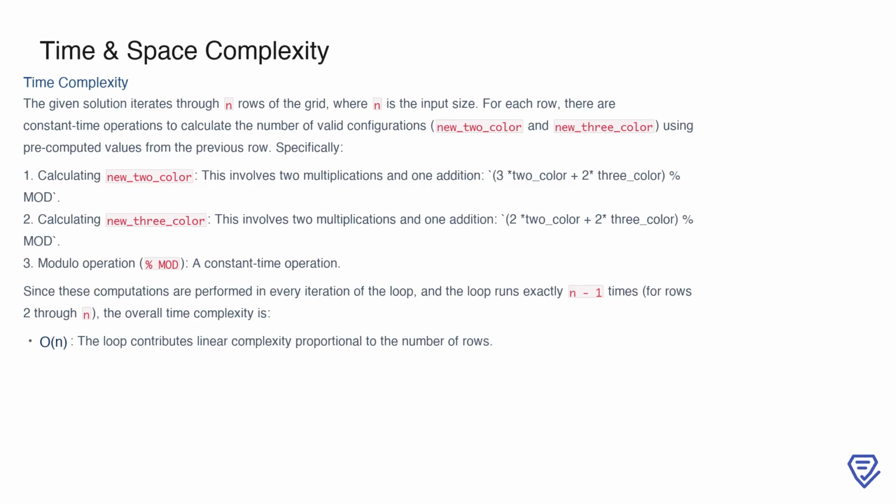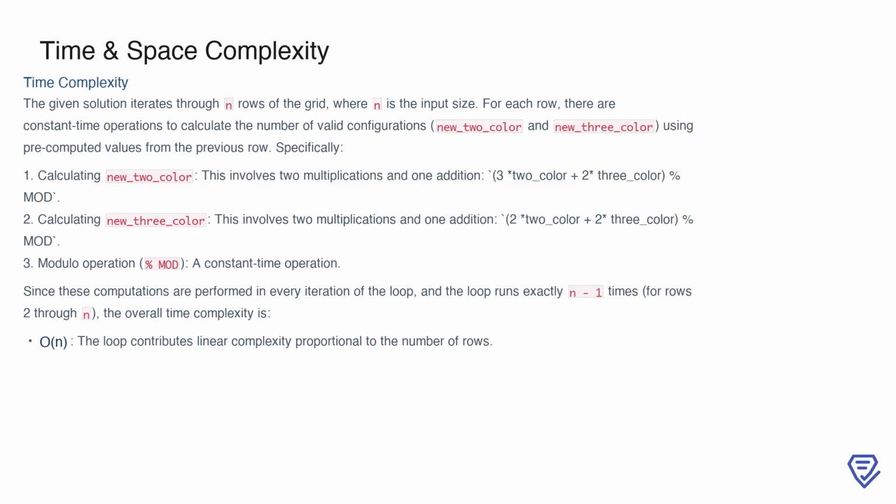To determine the time complexity of our dynamic programming solution, we start by analyzing the operations involved. First, the initialization of 2_color and 3_color with constant values takes O(1) time, as it's a single assignment. Next, the main computational work happens in the for loop, which iterates from 1 to n minus 1. This loop runs O(n) times for an n times 3 grid.